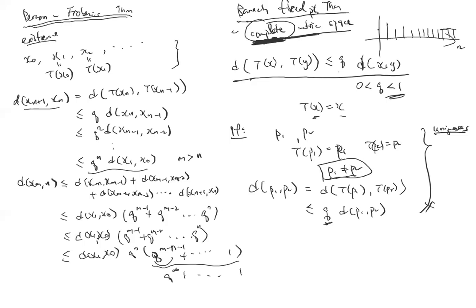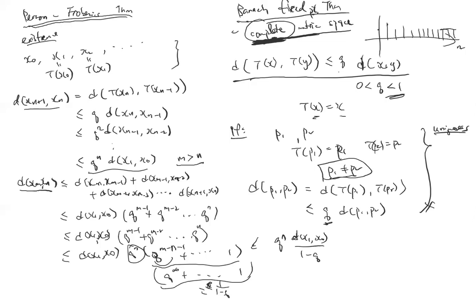This will be less than or equal to 1 over 1 minus q. So eventually I get q to the n, pull this out, d(x1, x0) over 1 minus q. So for any m and n, with index m bigger than n, the distance d(xm, xn) is less than or equal to q to the n times d(x1, x0) over 1 minus q. The point here is that this thing is finite.